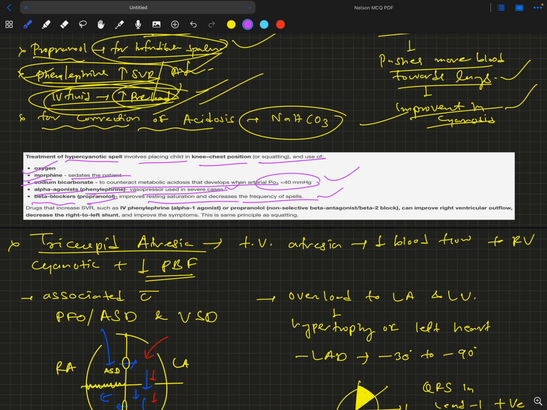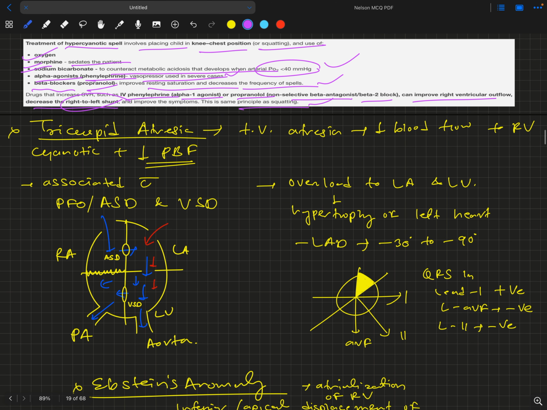Drugs that increase systemic vascular resistance include phenylephrine, an alpha-1 agonist, and propranolol, a non-selective beta antagonist, beta-2 blocker, which can improve right ventricular outflow and decrease right to left shunt. To improve symptoms, the same principle applies as squatting. Now we have discussed tetralogy of Fallot.